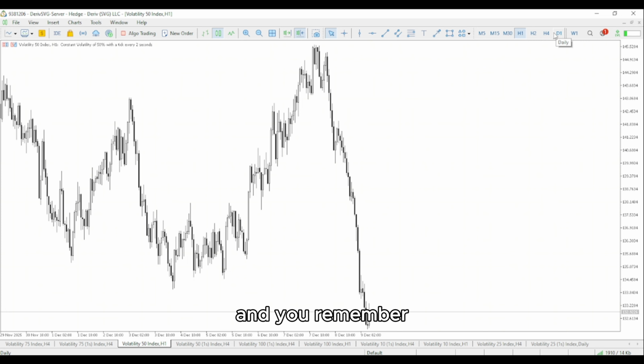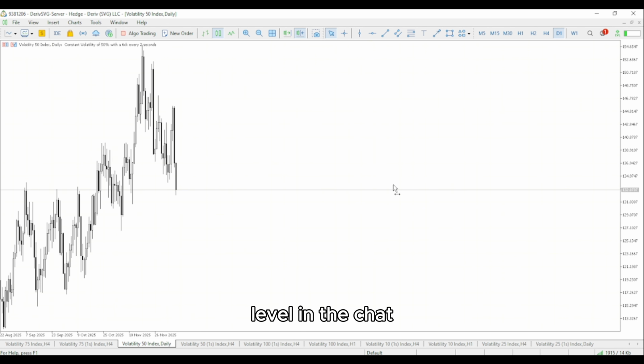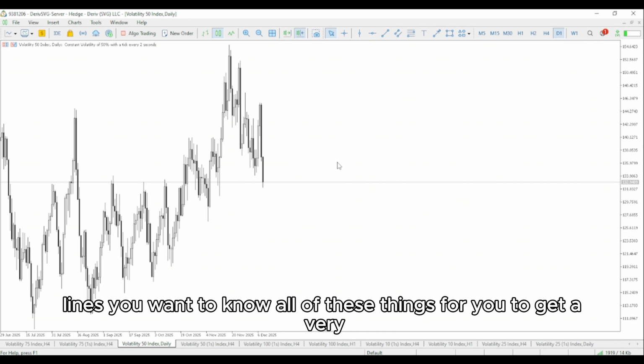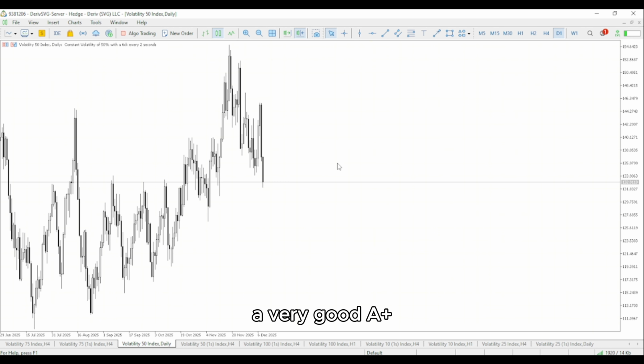You understand? And remember in our explanation where I explained in the first place, I told you about the most important support and resistance level. You want to know the most important support and resistance level in the chart. Then also you want to know the market structure, the previous candle, and all of these things, trend lines. You want to know all of these things for you to get a very good A+ setup.